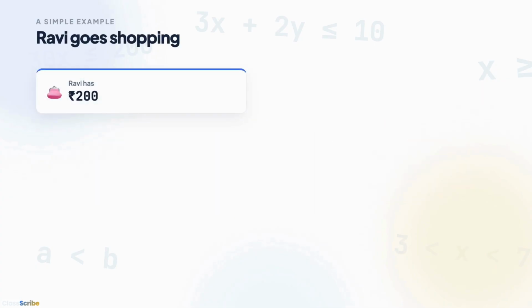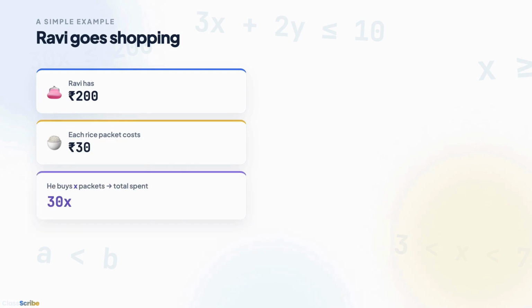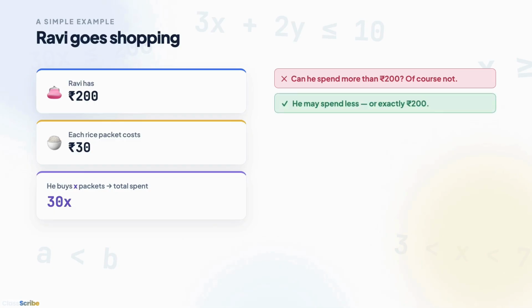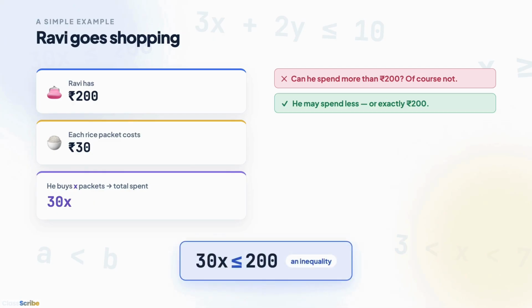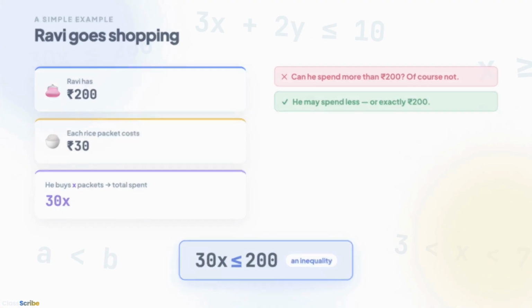Let's understand this with a simple example. Suppose Ravi has 200 rupees and wants to buy rice. Each packet costs 30 rupees. If he buys x packets, then the total money spent is 30x. Now, can Ravi spend more than 200 rupees? Of course not. He may spend less than 200 rupees, or if the amount matches exactly, he may spend all 200 rupees. So instead of writing an equation, we write an inequality. 30x is less than or equal to 200.